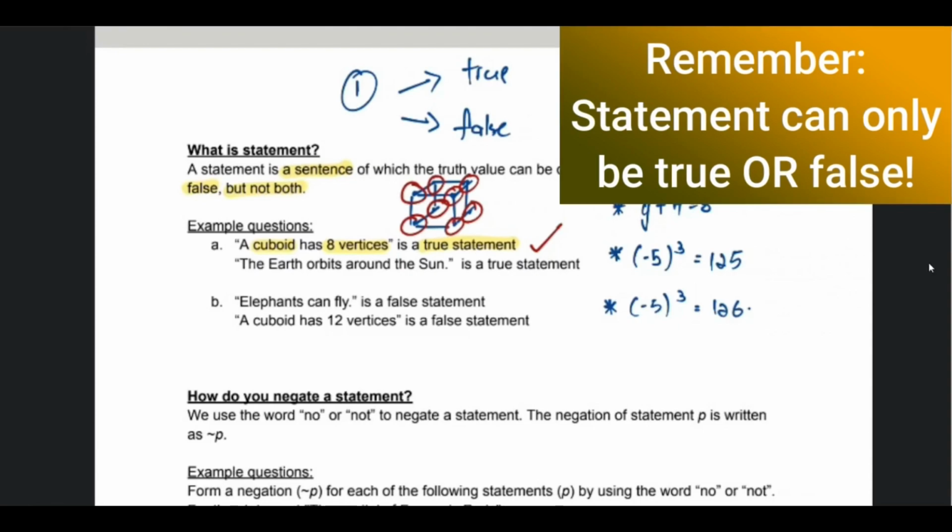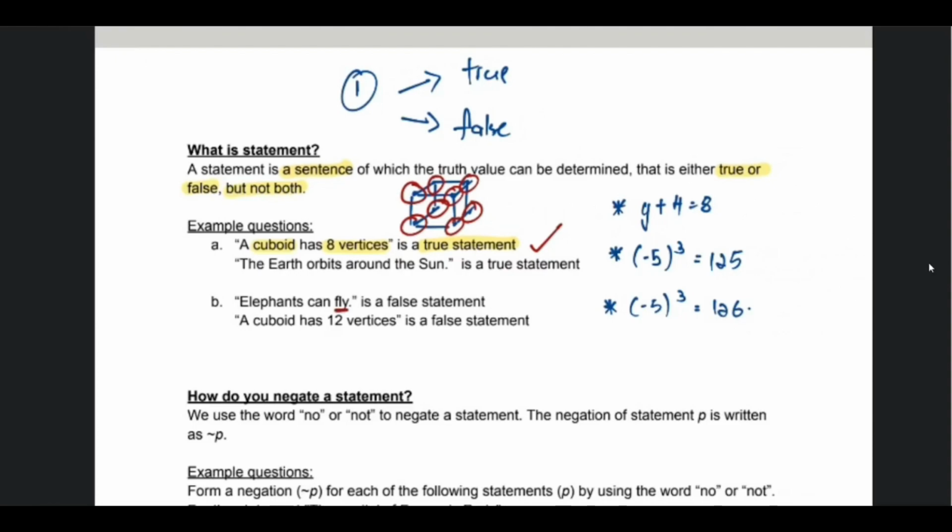So let me see example B. Elephant can fly. We know elephant cannot fly, right? So this is a false statement. So look at the example here.